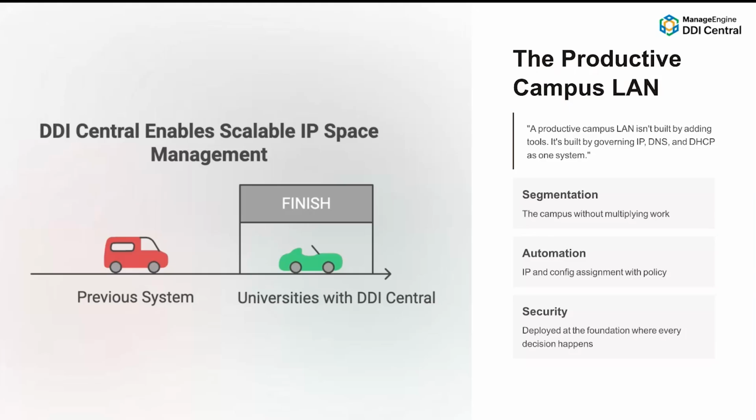A productive campus LAN isn't built by adding tools, it's built by governing IP, DNS, and DHCP as one system. So we simplify it into three outcomes. With effective segmentation, you place devices where they belong by department and device type without multiplying work. The blast radius stays as small as possible and growth doesn't break the design. And with automation implemented, the IP and configuration assignment becomes policy driven. Leases, options, reservations, and DNS updates happen consistently, so churn doesn't create chaos.